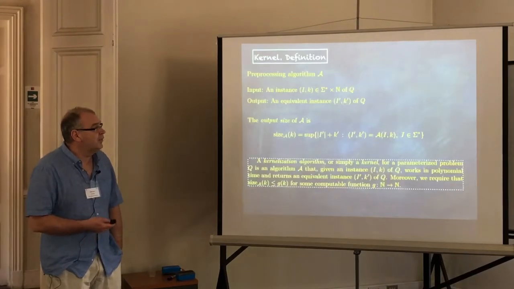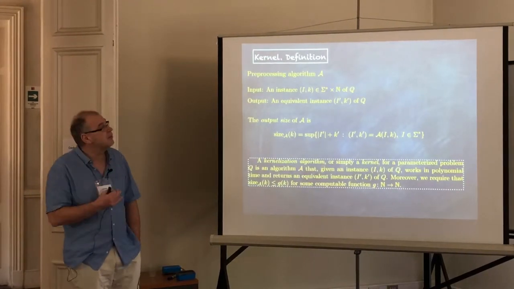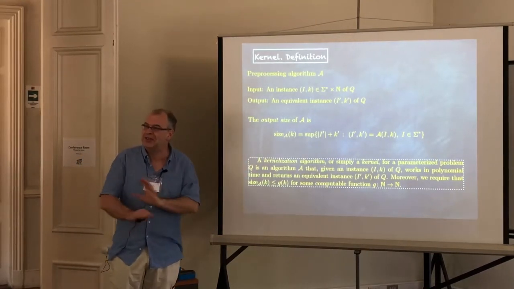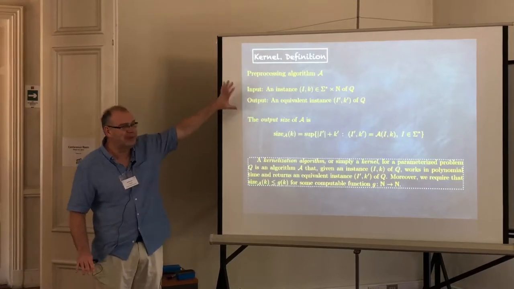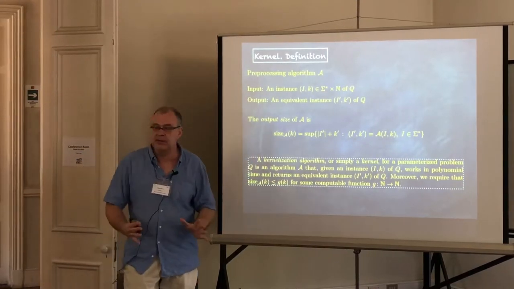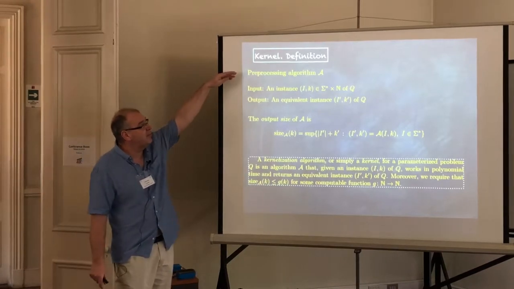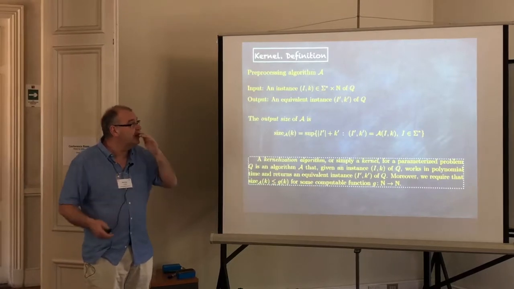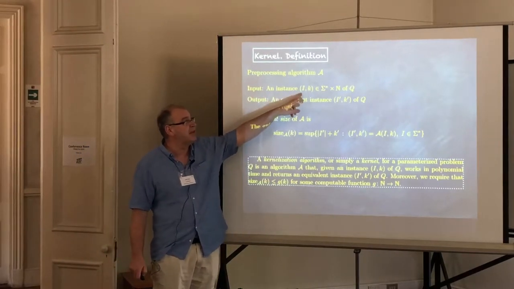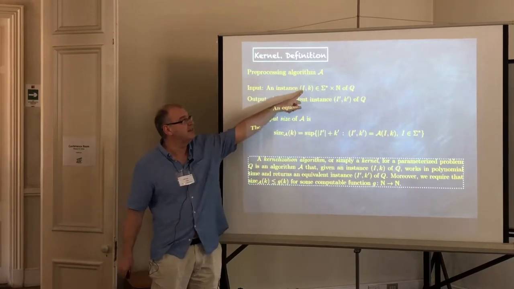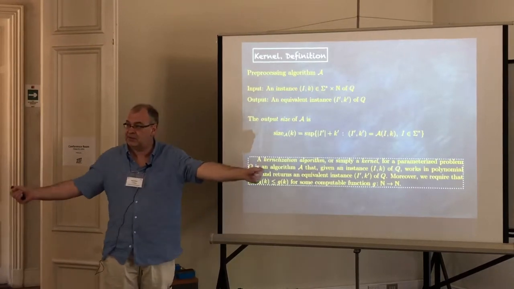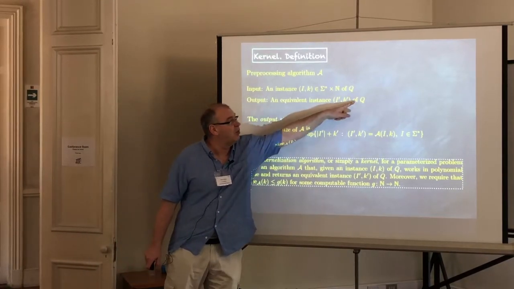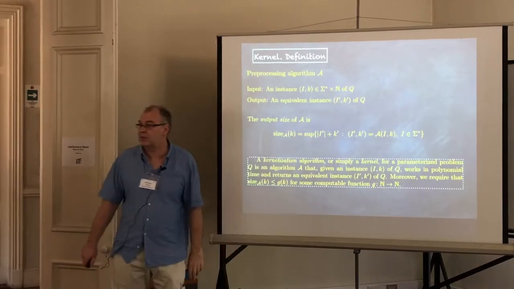Okay, so the formal definition of what a kernel is. That will be the only formal definition. So let's go slowly through this definition, and I promise that will be the most boring part of this lecture. But it's better to define it properly. Okay. So I have some preprocessing algorithm, and what I mean by preprocessing algorithm is this: the input of the algorithm is an instance of a parameterized problem. So it's again an instance, and this is the parameter. It's received as a string. And then it constructs an equivalent instance of the same problem, but the instance is different, right?